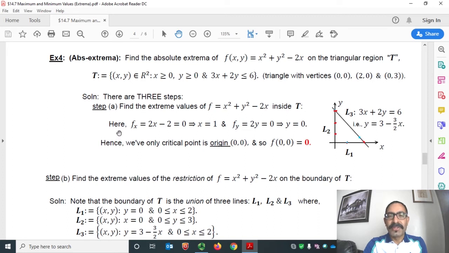So just the routine computations: find the first partial derivatives, set equal to 0, solve for x and y. It gives us the origin. So the origin is the only critical point of our function, and we evaluate the value at the critical point, which turns out to be, at x 0, y 0, the value 0. So we found the extreme value at the critical point is 0. It means here it's 0.